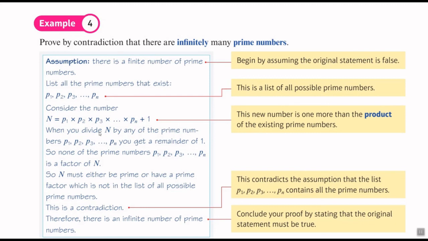So N must either be prime or have a prime factor which is not in this list, so not among all the possible prime factors. So this is a contradiction. Therefore, there are infinitely many prime numbers.